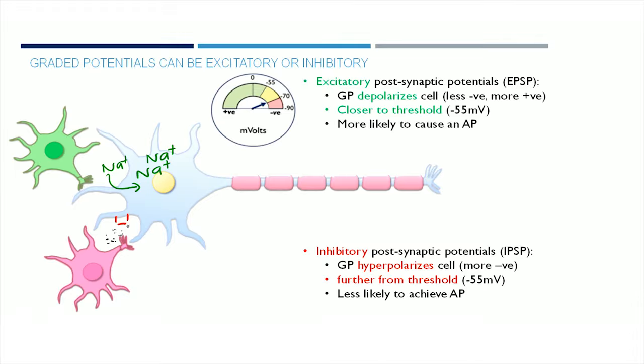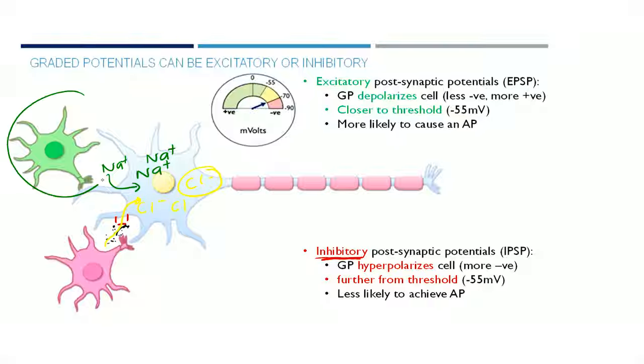So here we've got our binding, allowing the channel to open, but we're now going to have chloride come from the outside of the cell, inside of the cell, therefore making the inside of the cell even more negative. So in this case, we're now inhibiting any further communication.